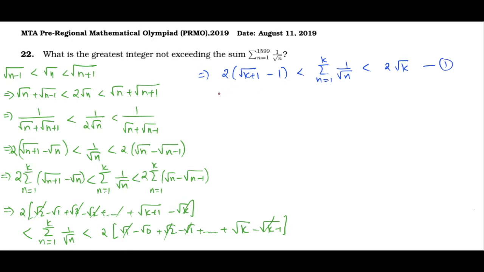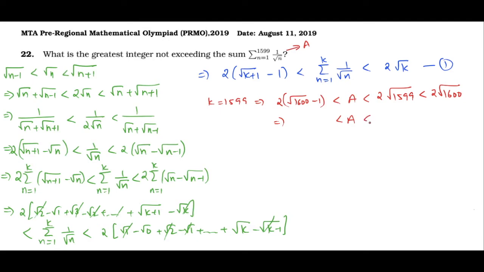In the first result, if I put k is equal to 1599, we get twice of root 1600 minus 1 less than, if I call this summation a, a less than twice of root 1599, which is slightly less than 2 root 1600. So we get a lies between 40 minus 1 into 2, 78, and this is 80. So we have a lying between 78 and 80.